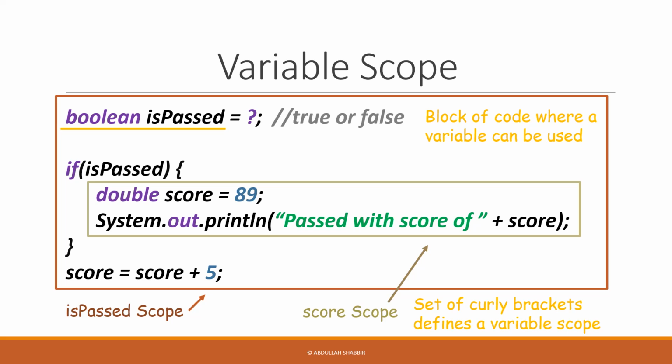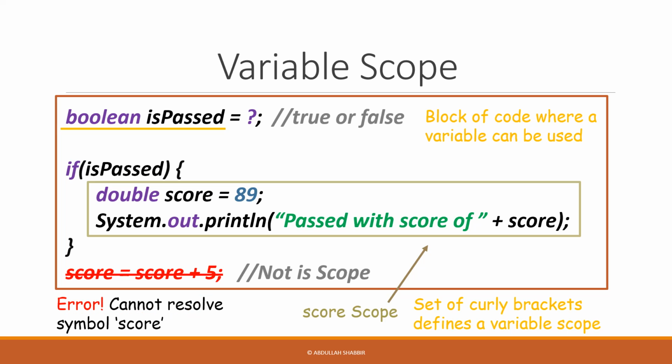But if we try to refer to that variable outside of the curly braces, it won't allow us. Like if after the last curly braces of our if statement, we try to increase the student score by 5, this will actually cause our computer to generate an error message, and it will look something like this: cannot resolve symbol score. We'll learn more about errors later on. But just know that this will cause an error because our program can't access the variable score outside of its scope.